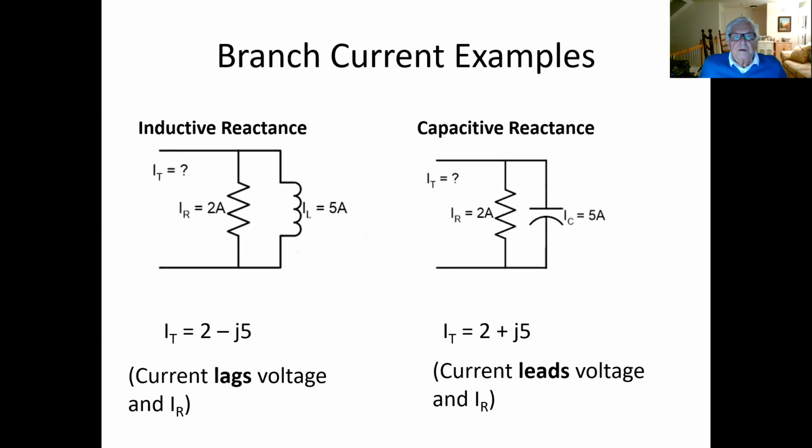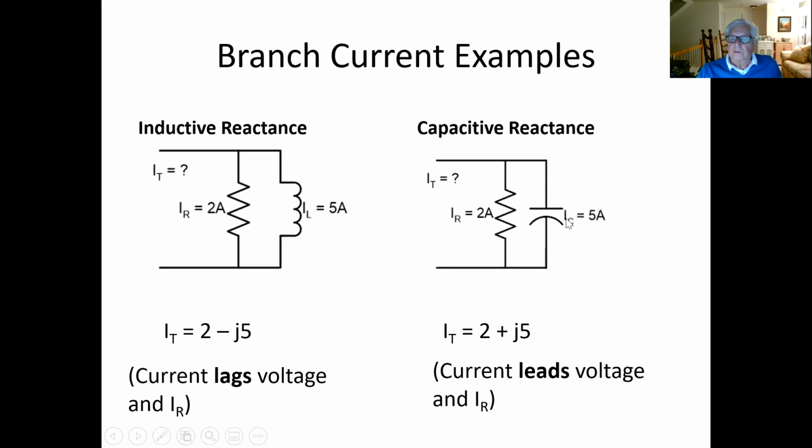Okay, if we have currents now, the current phasors are, you remember, if you have parallel situations, you use current phasors. So we represent the currents as complex numbers. In this case, we got a 2 amp current going through a resistor, which is real, and a 5 amp reactive current going through the inductor. So our total current is 2 minus J5. It's minus J5 because the current actually lags in the case of an inductor.